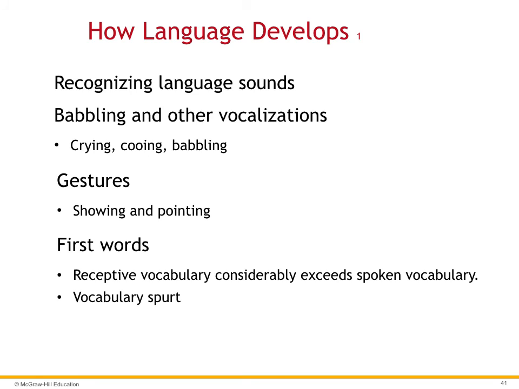Language develops by recognizing first sounds. Then children will begin to babble and vocalize, a lot of times through crying or cooing or babbling. They are going to point and show things. And a lot of times their first words happen because they are so receptive to vocabulary. They are taking in so much, and they understand way more than they're going to be able to produce through spoken vocabulary.